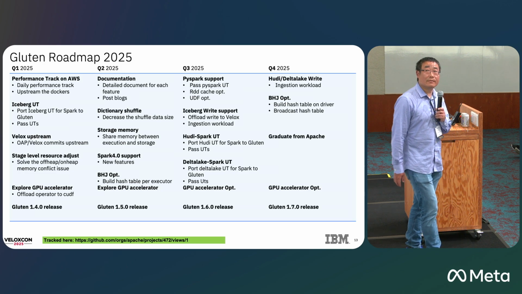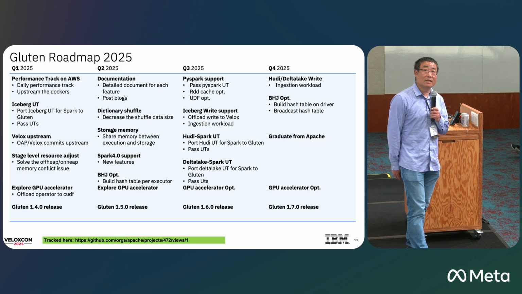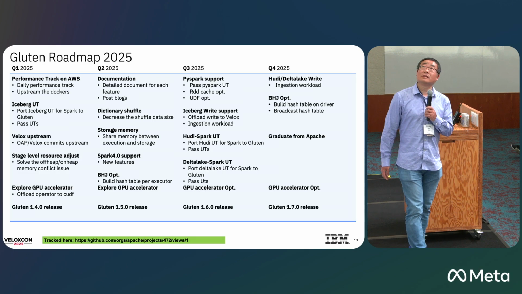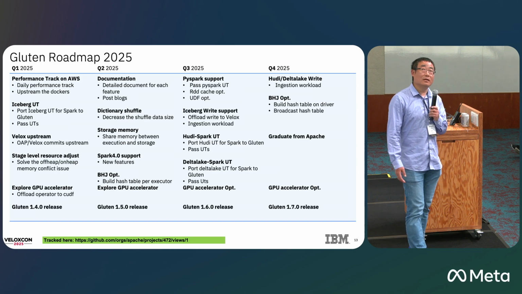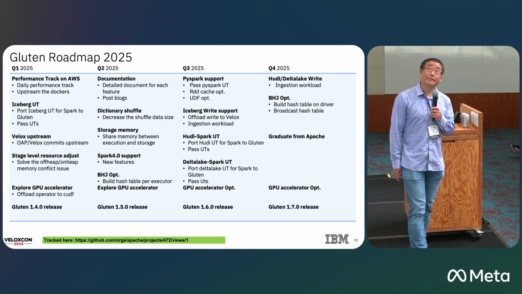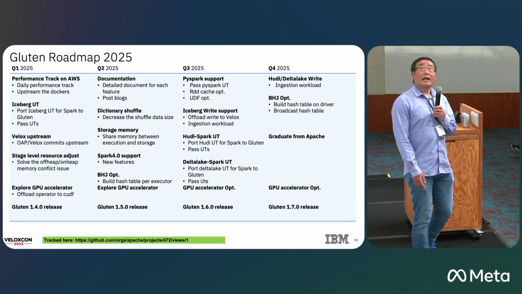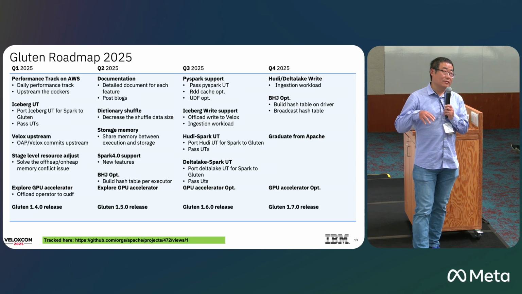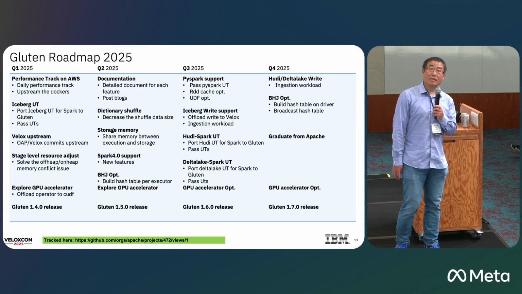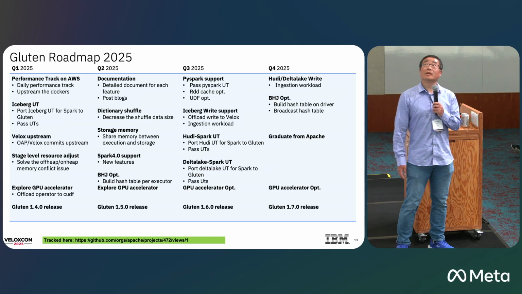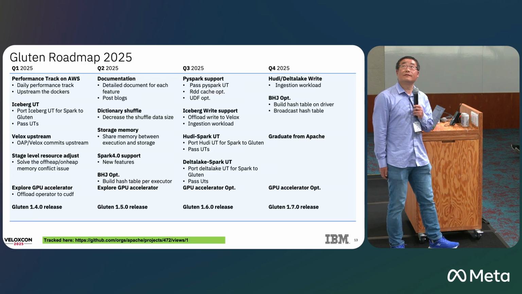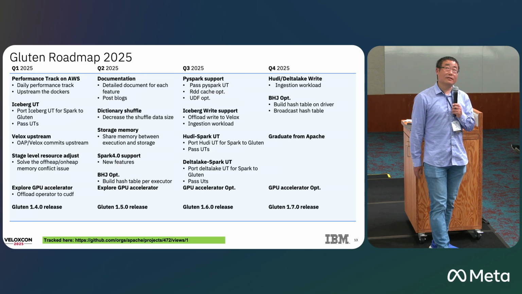And Spark 3.4 support once it is released. Currently, it's not officially released yet. Then in Q3, we will work on PySpark, because especially in Spark 3.4, there are more features coming in PySpark. And for Iceberg, we will work on Iceberg write support. Currently, Iceberg write falls back to Vanilla Spark, and we will move that to Gluten, along with the Hoodie Data Lake UT. Then in Q4, we will work on more Hoodie optimizations. And one big thing to happen in Q4 is that we plan to graduate from Apache.